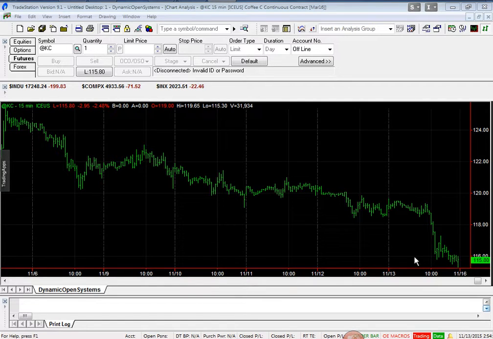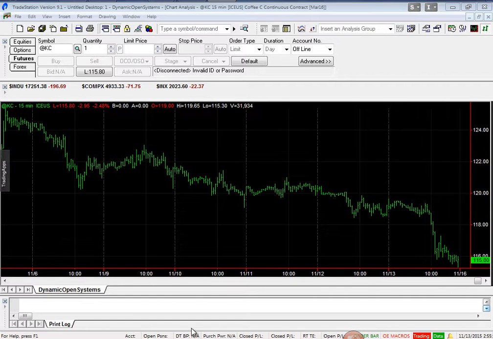Let's now see the power of dynamic open and develop a simple volatility breakout based on the Crabel stretch method. We're going to do this for coffee using a 15-minute chart. Our system will hold overnight, but it does use intraday data.